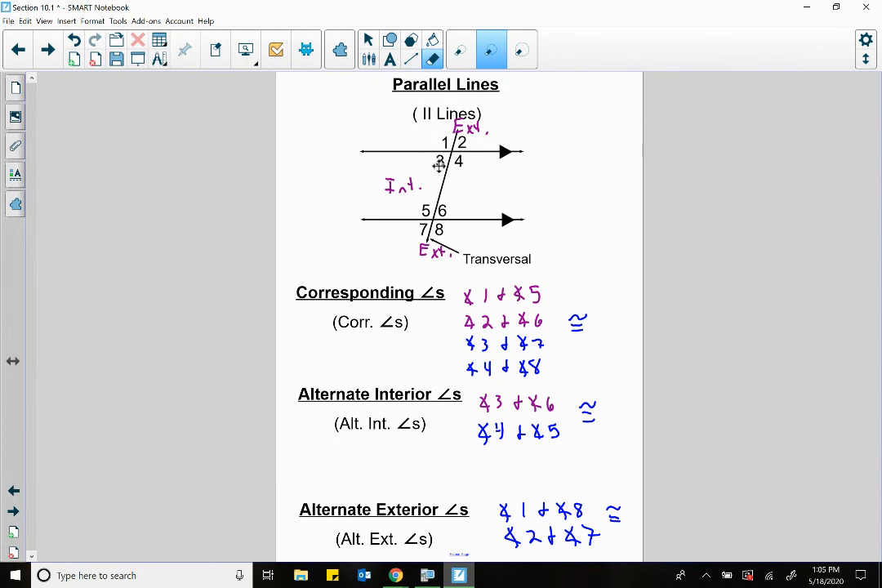We don't really need them. I'm giving you the only stuff that you need, but I want you to know they do exist. So same side interior, like 3 and 5 and 4 and 6. Again, they're supplementary. Or same side exterior, like 1 and 7 and 2 and 8. And again, those are also supplementary. But again, you don't need those if you don't want to. But I do want to mention them because they do exist.